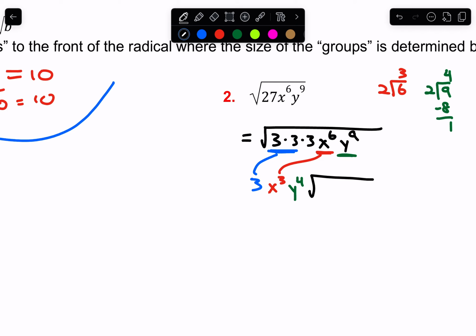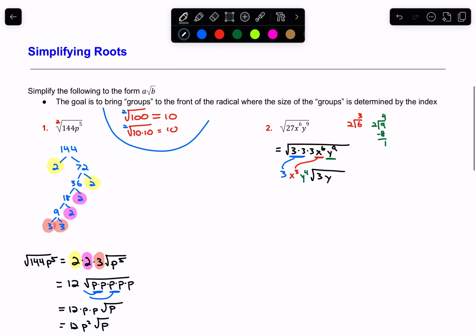So what I have left behind is 3y, where the 3 was from up here. Okay, we had 1 3 that went unused, and I'm going to have 1 y that gets unused because of this remainder. When I divided 9 by 2, I got 1 y left over, and that stays on the inside. All right, so all in all, I have 3x cubed y to the 4 square root 3y.